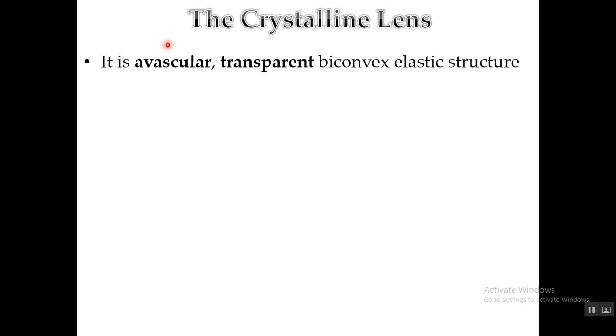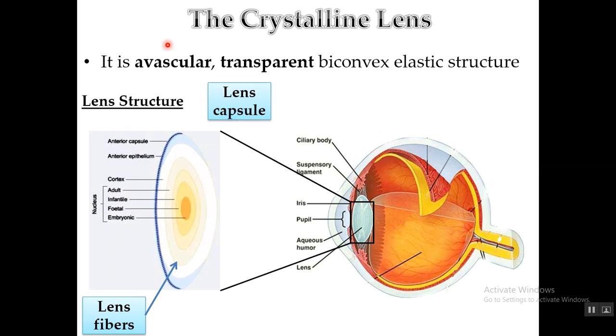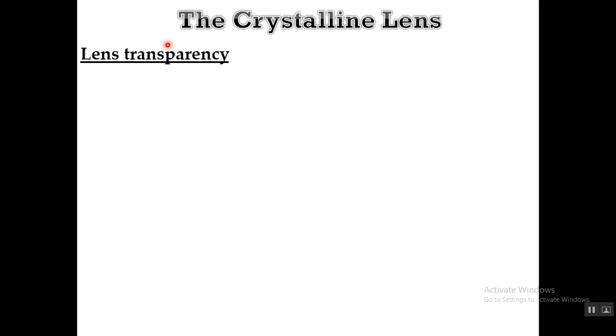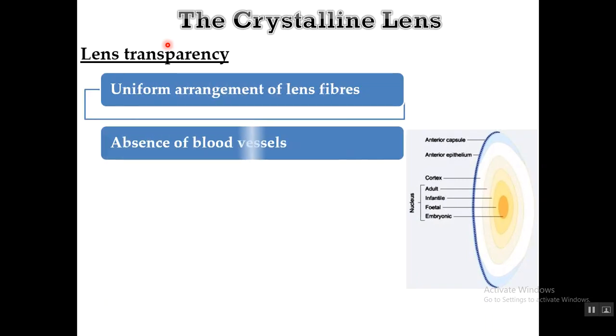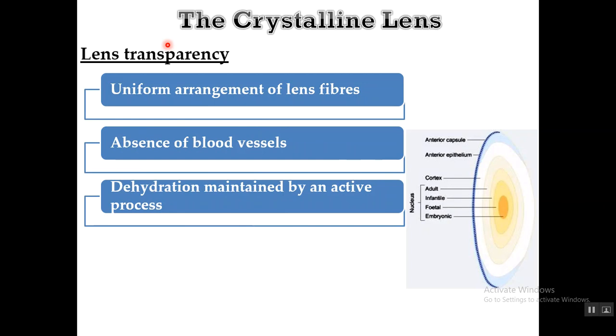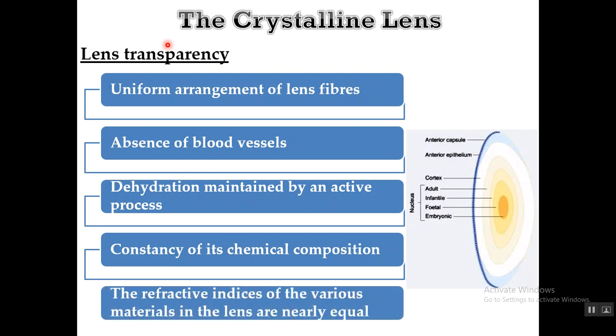It is avascular, with no blood vessels. It is an avascular, transparent, biconvex, elastic lens, as we can see here, and consists of lens fibers and capsule. What is the cause for its transparency? Like the cornea: uniform arrangement of the lens fibers, absence of blood vessels, dehydration by active process, consistency of the chemical composition of its protein content, and also the refractive index of these layers or materials is the same. These are the causes for the transparency of the lens.